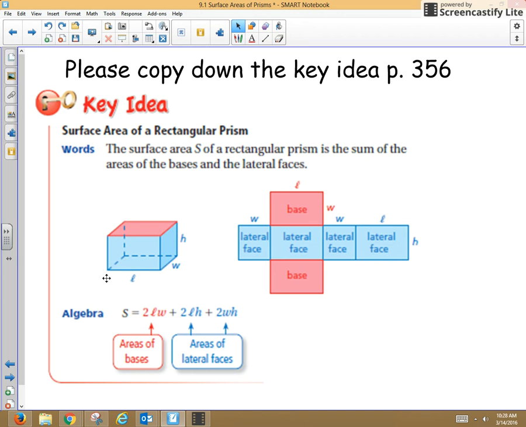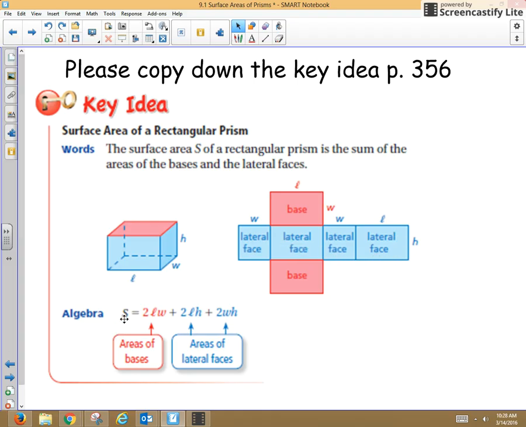So if you look at this rectangular prism you see here, you may want to draw this out to help you fully understand it. You have your length, your width, and your height. Here is a net of this rectangular prism unfolded. You can see that the base would be the top and the bottom, or the red parts here. The lateral faces are the faces around the sides. So here you would have the left side, the front, the right side, and the back.